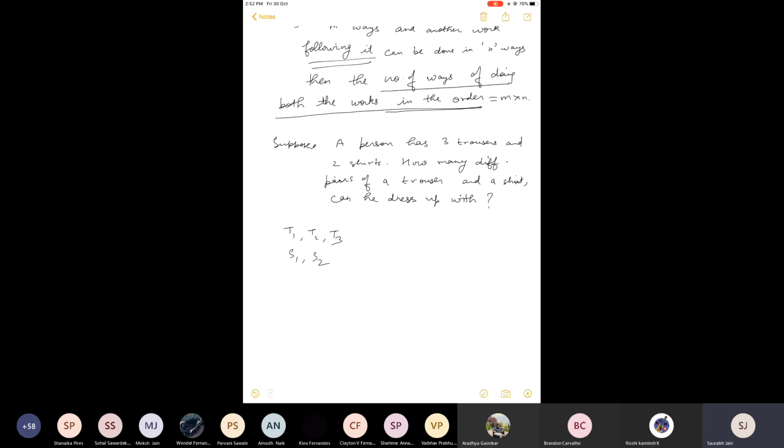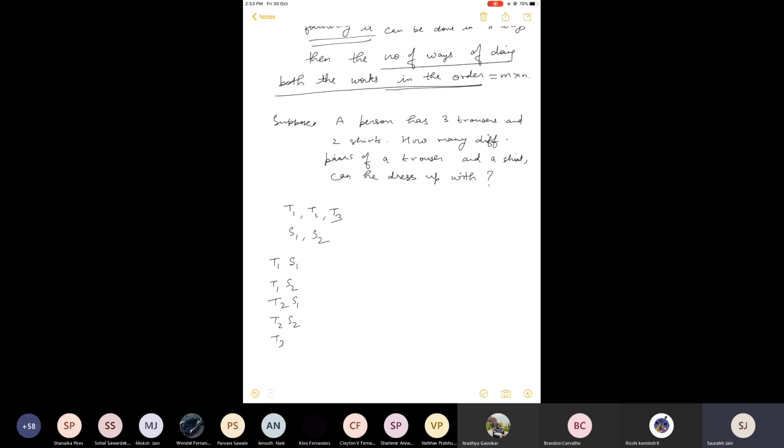If a person has to dress up, then what type of combinations can he use? Suppose he decided that he will be wearing trouser T1. So with this he can match shirt S1, or he can match shirt S2. What else could he have done? He is picking second trouser T2 and with it he is trying S1 or he may try S2. Similarly, he could have tried the third trouser, and with this there can be two combinations. So basically these are the six ways of dressing up. Okay, six ways of dressing up.